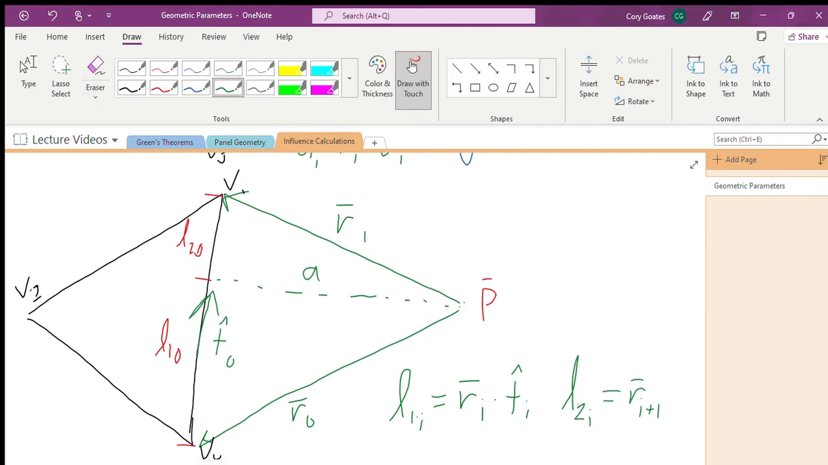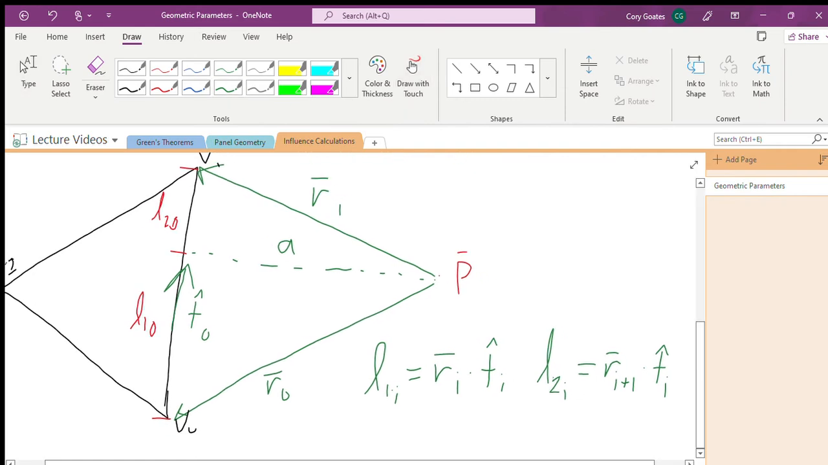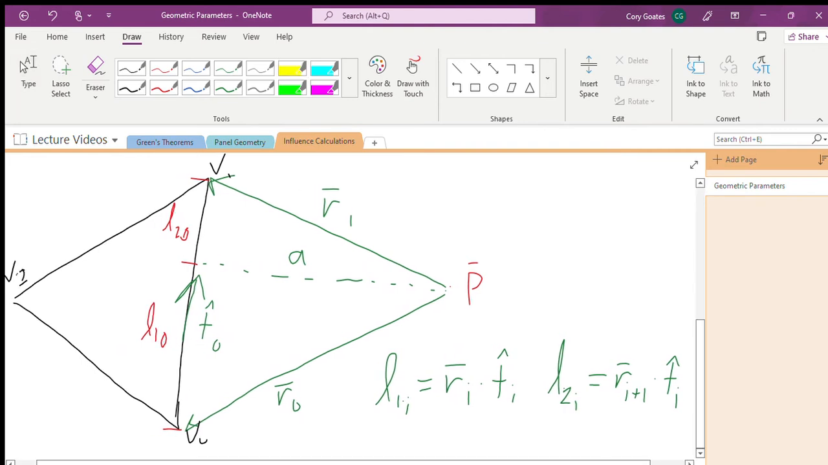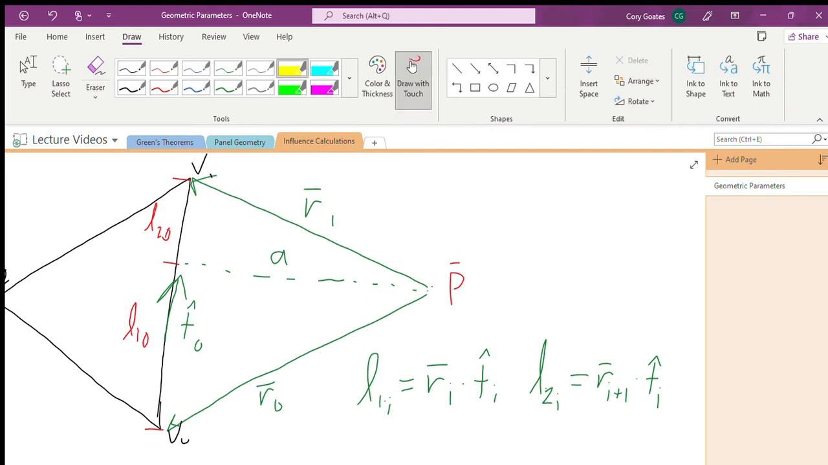R sub i plus 1 dotted with t hat i. So same direction, but now we're dealing with a different displacement vector. Again, when you get to your final edge, you're going to need to be careful and make sure that you properly handle this i plus 1, because in that case, i plus 1 needs to be 0, because your end vertex is 0. So again, you can handle that using a modulus, or you can just create a special case. Either way works fine.